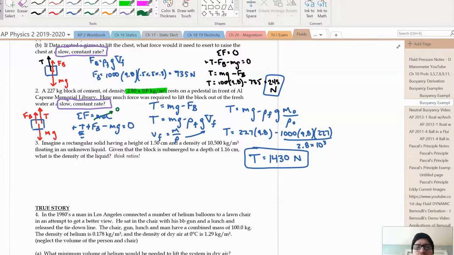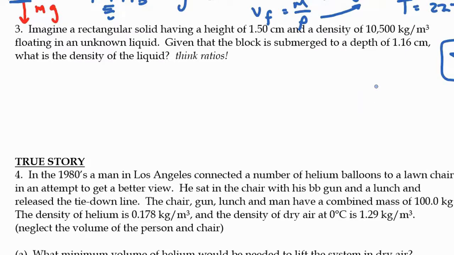There we go. Let's try number 3. Number 3 is kind of a classic, so make sure you're paying attention. It says, imagine a rectangular solid having a height of 1.5 centimeters and a density of 10,500 kilograms per meter cubed, floating in an unknown liquid. Given that the block is submerged to a depth of 1.16 centimeters, what is the density of the liquid? Think ratios.